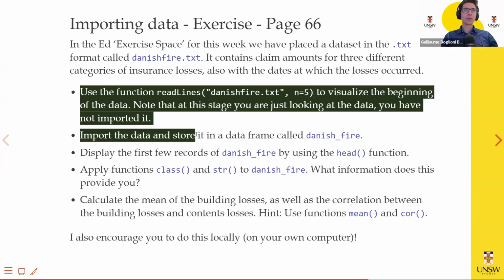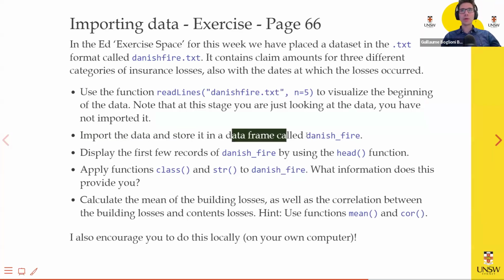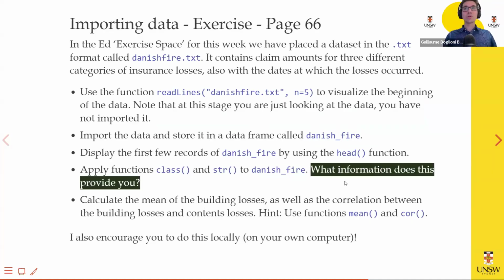Now, the task for you is to import the data and store it in a data frame that you can call Danish_fire. Careful here, this would be the specific name of the data frame in R once you've imported the data. Don't confuse this with the actual name of the file you're importing. Then display the first few rows using head, apply functions class, structure to Danish fire, and then check what kind of useful information this gives you.